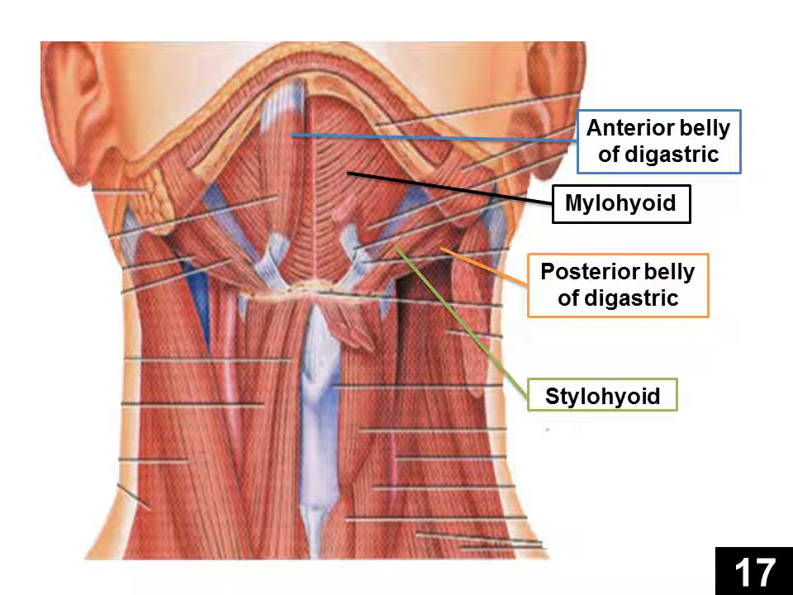هلا نجي على العضلة الأخرى. هسه هذول الدايجاستريك والستايلوهايد صايرة below the mylohyoid. هسه above the mylohyoid we have the geniohyoid. نروح للصورة الأخرى.